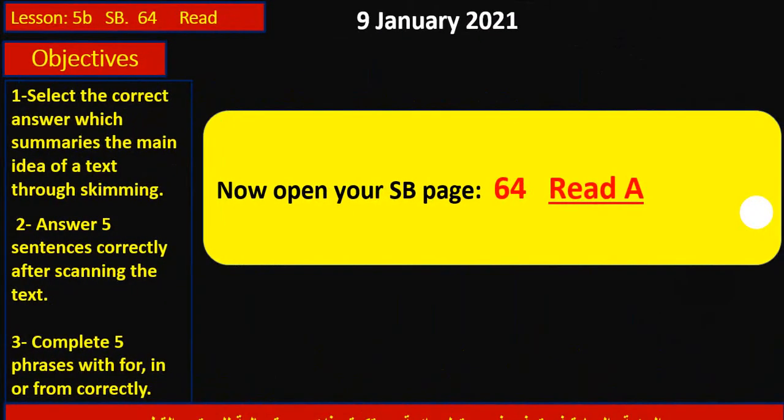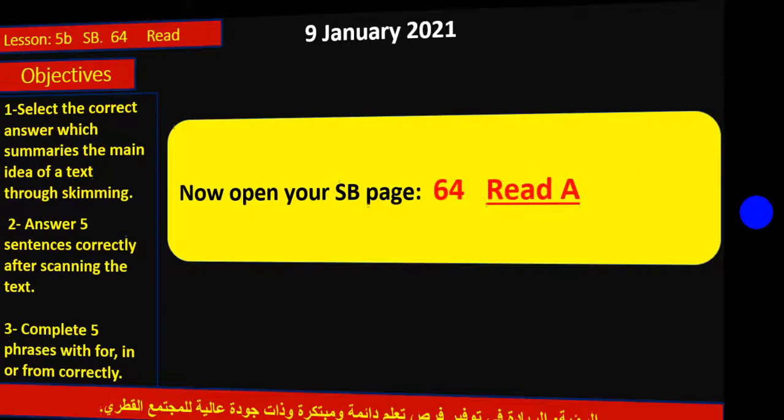Now, again, I would like to remind you to write all the vocab in your notebook. Use them in a sentence just to practice more. After that, we are going to move on to your student book, page 54, exercise A, read.